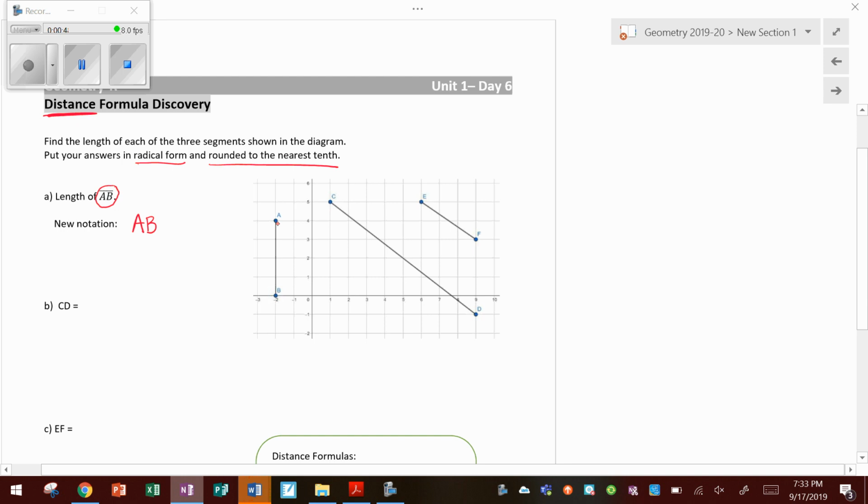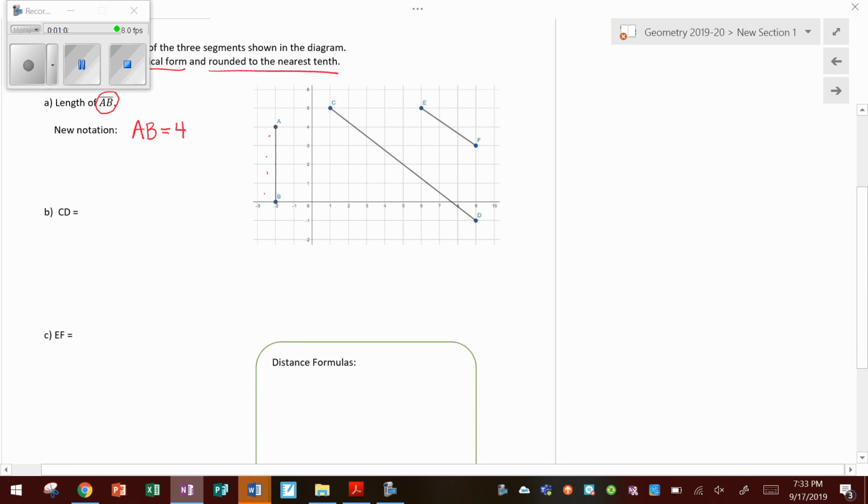So for A to B, since AB is a perfectly vertical line segment, we can just count. Literally 1, 2, 3, 4. AB is 4 units long. And that's all we have to do. So anytime your line is vertical or horizontal, just count.